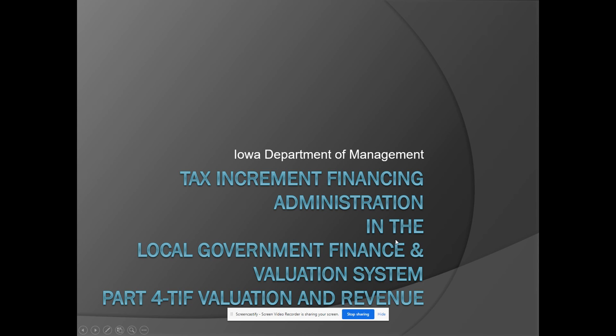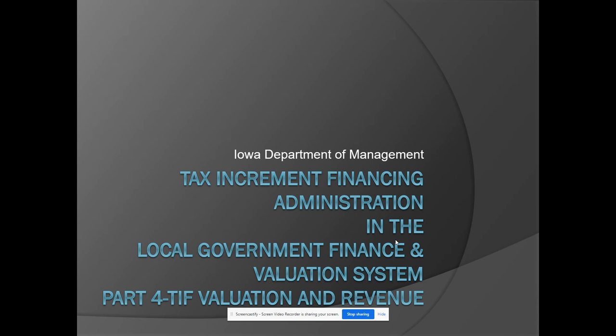This is Carrie Johnson with the Iowa Department of Management, and this is part 4 of a brief webinar series to talk about how to administer tax increment financing in the Department of Management valuation system. And so what this segment is particularly going to talk about is the calculation of TIF revenue and how that's reflected in the system and in reports.